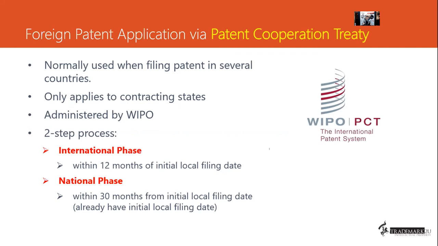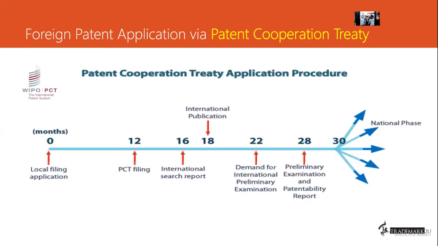You see, PCT, let me just introduce, just a quick introduction. Now, PCT is widely used by patentees, especially when they want to file in several countries. PCT is only applicable to those 150 over contracting states, and this is administered by the World Intellectual Property Organization, the WIPO, all right? Well, basically it involves two steps: the first step will be the international phase, then followed by the national phase. Okay, I will show it to you.